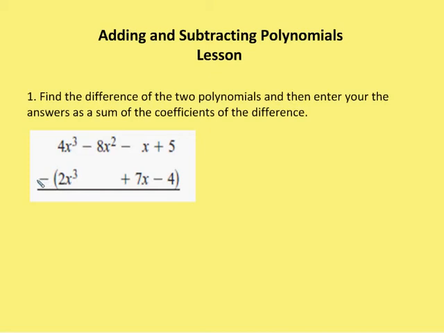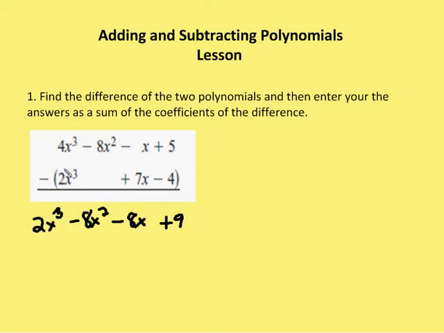So first, let's just subtract all of these terms from the top values. I have 5 minus a minus 4, which gives me plus 9. I have minus x minus 7x, which gives me minus 8x. I have minus 8x squared minus 0x squared, which gives me negative 8x squared. And I have 4x cubed minus 2x cubed, which gives me 2x cubed.